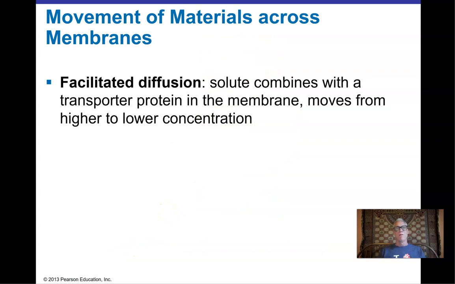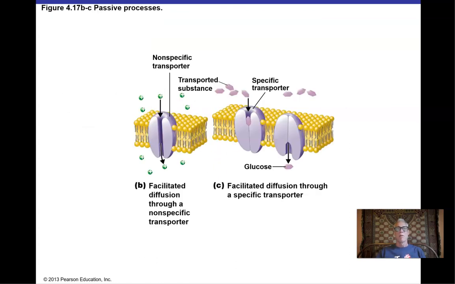In most cases, though, solutes that are larger or have an electric charge can't cross the plasma membrane on their own, unassisted. And so membrane proteins act as transporters. Integral or transmembrane proteins allow the movement of solutes across the membrane. And when they do so, that's called facilitated diffusion. We're still depending on a difference in concentration between outside and inside the cell to drive this process, but there's a carrier to shuttle the solutes across the membrane.